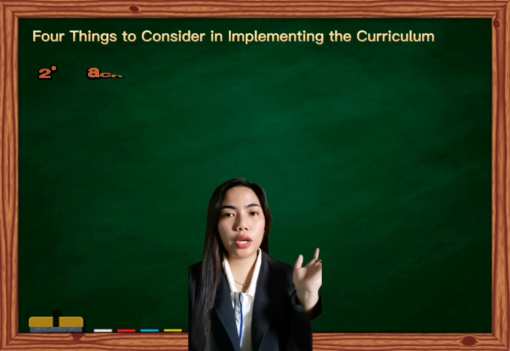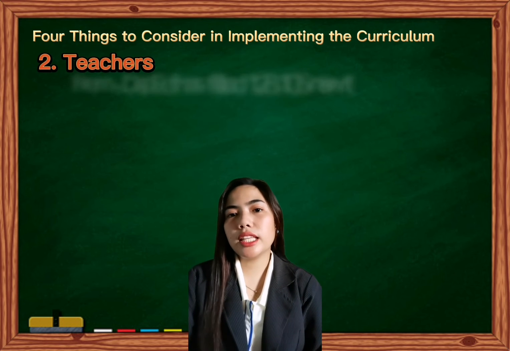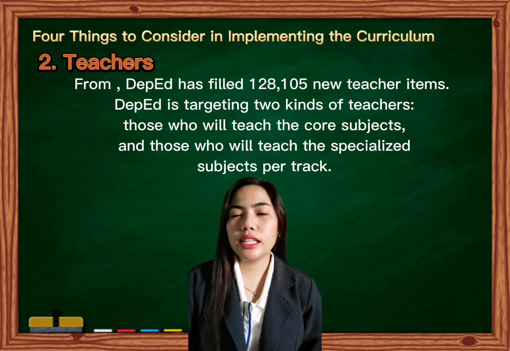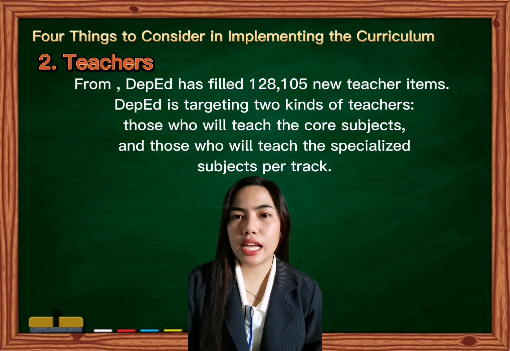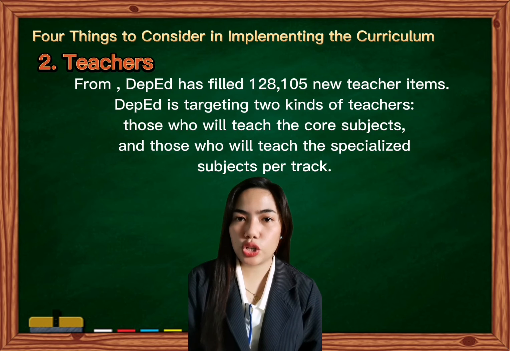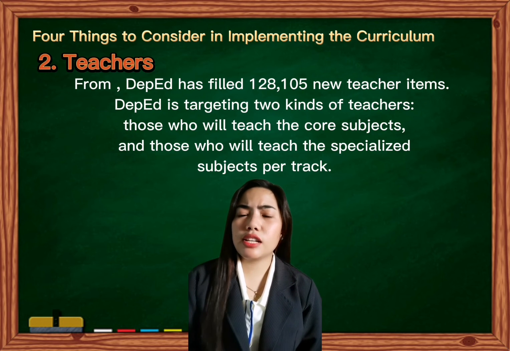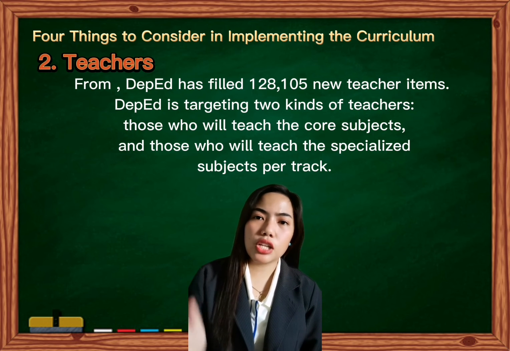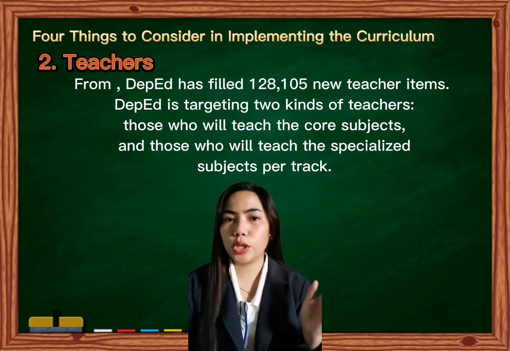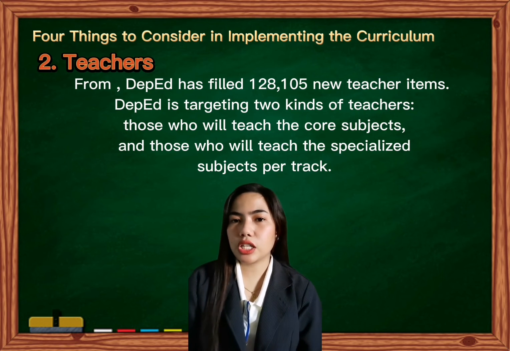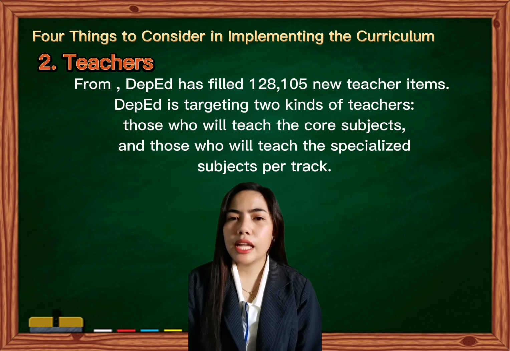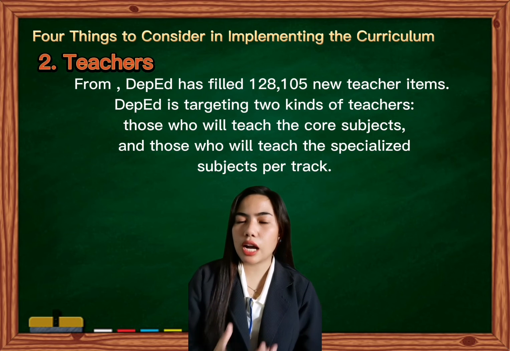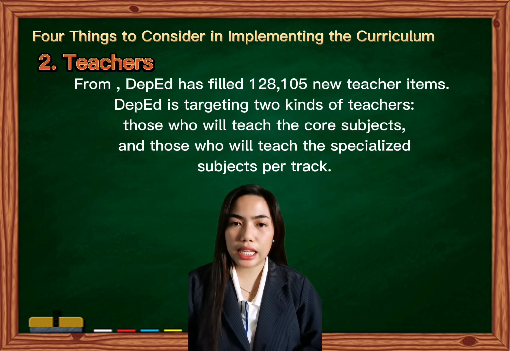So the number 2 is teachers. From 2010 to 2014, DepEd has filled 128,105 new teacher items. DepEd is targeting two kinds of teachers. Number 1, those who will teach the core subjects, and number 2, those who will teach the specialized subjects per class. DepEd will hire 37,000 teachers for senior high school for 2016 alone.